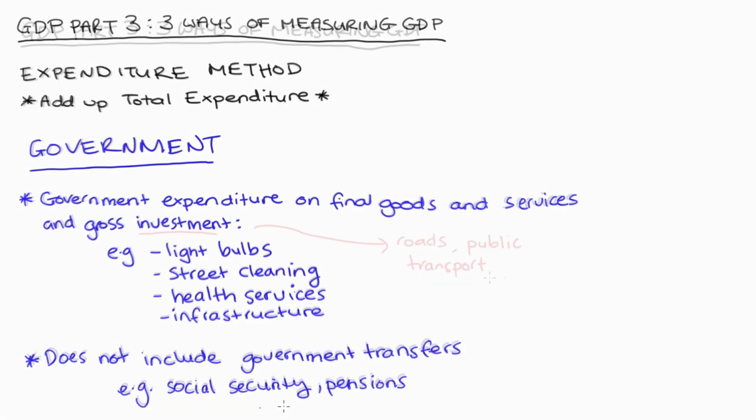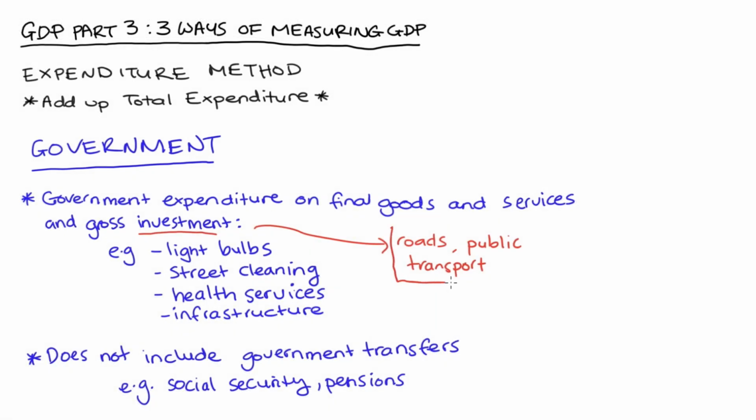Now, I will clarify here, government spending does include government investment spending though. So investment spending is things like on roads, public transport, that sort of thing. Now, even though that's an investment, that will go into our government category, not the investment category. Now, this point raises kind of a more general observation.